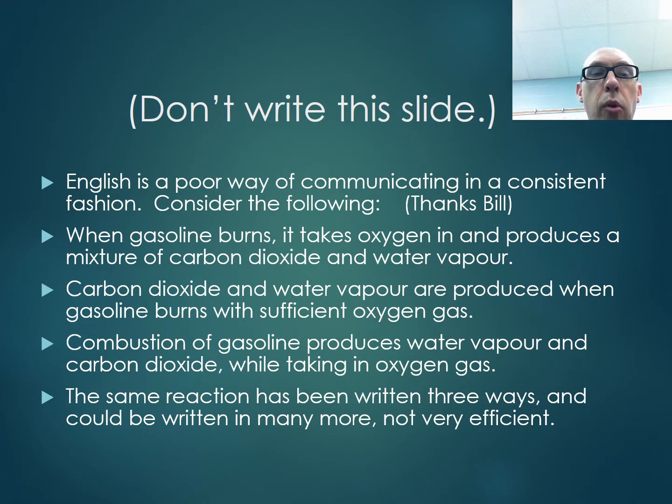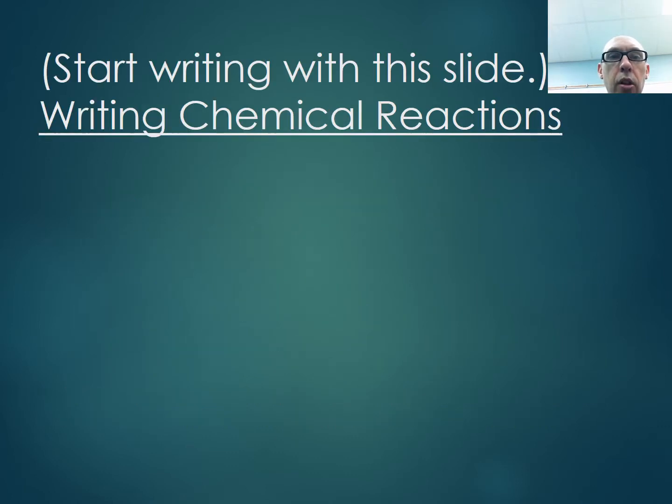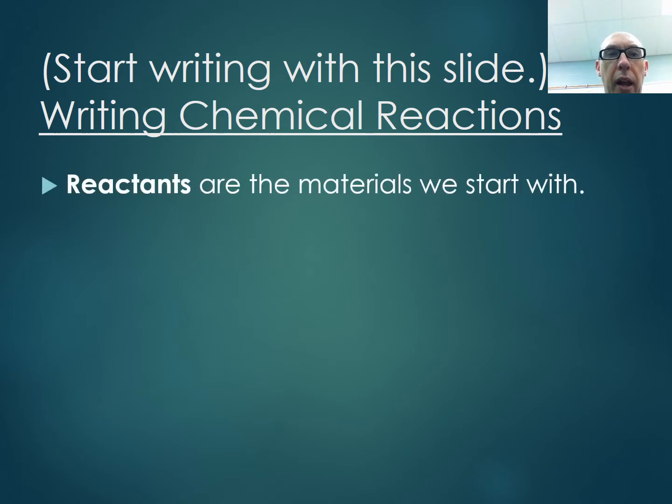So what we want is to make a more efficient way of writing things, which is faster and simpler for everyone. Let's have a look. So now we've got our title, which is Writing Chemical Reactions, and we're going to go over some of our formatting. So first, reactants are the materials we start with.